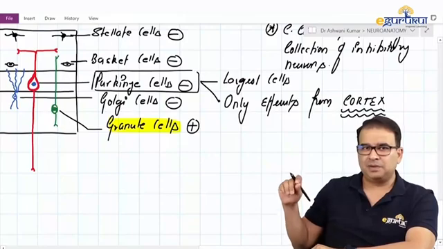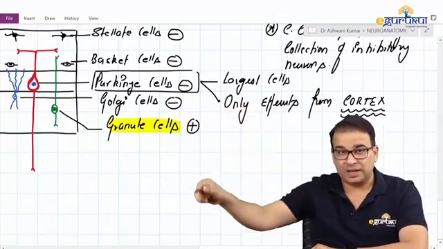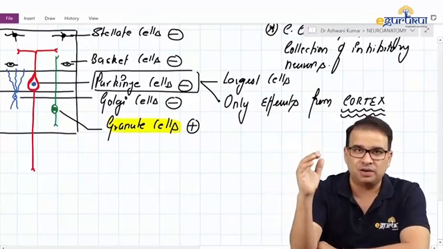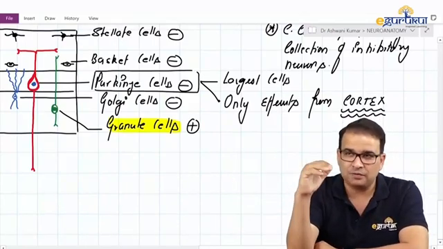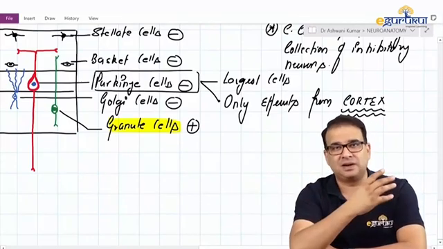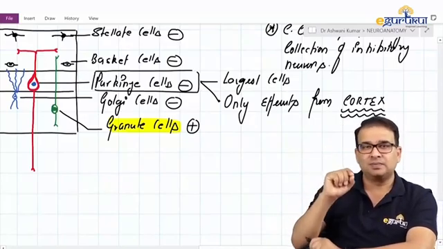But sometimes people misread this information. Purkinje cells are the only efferent from the cortex. That doesn't mean Purkinje cells are going out of the cerebellum only. No, they're not. Purkinje cells are coming from gray matter into white matter. And then from white matter, other cells will start. So cortex is an important term here. Only efferent from cortex are the Purkinje cell.